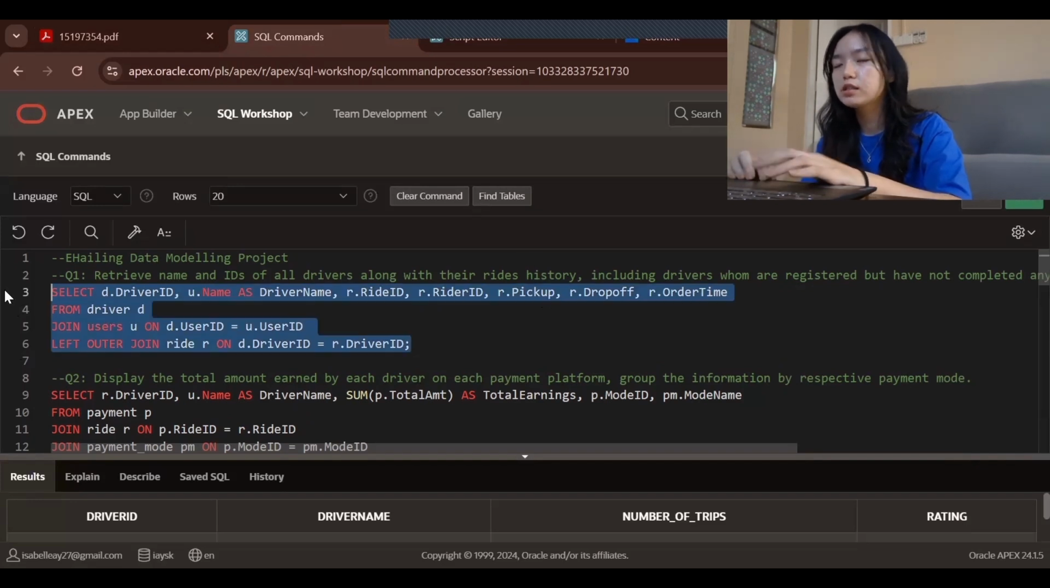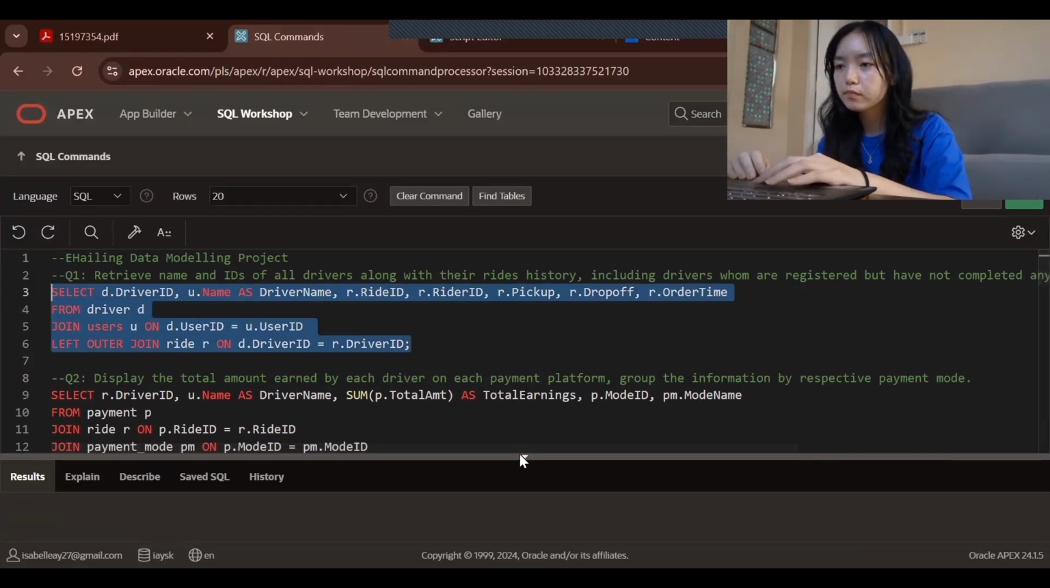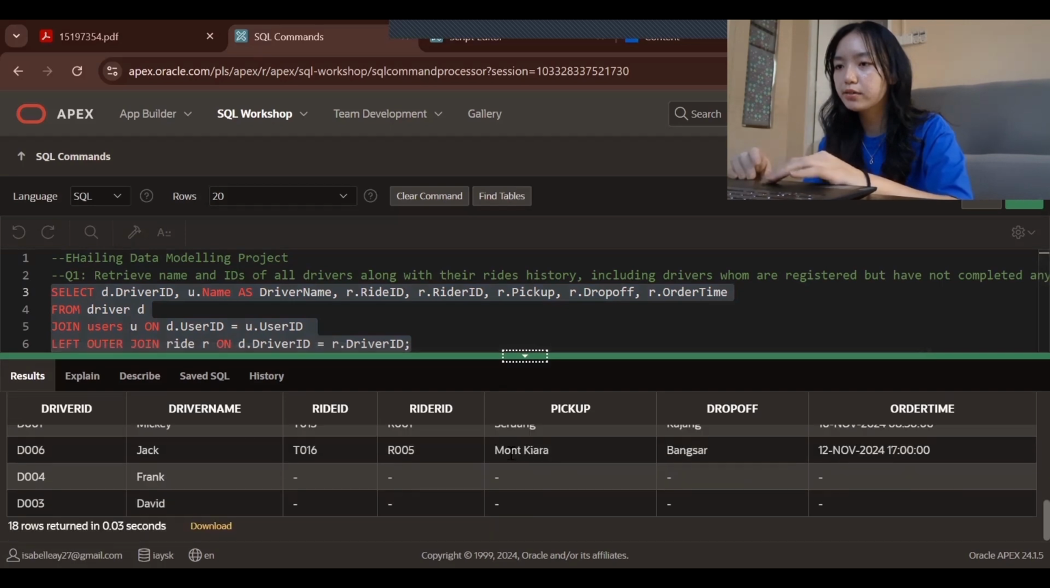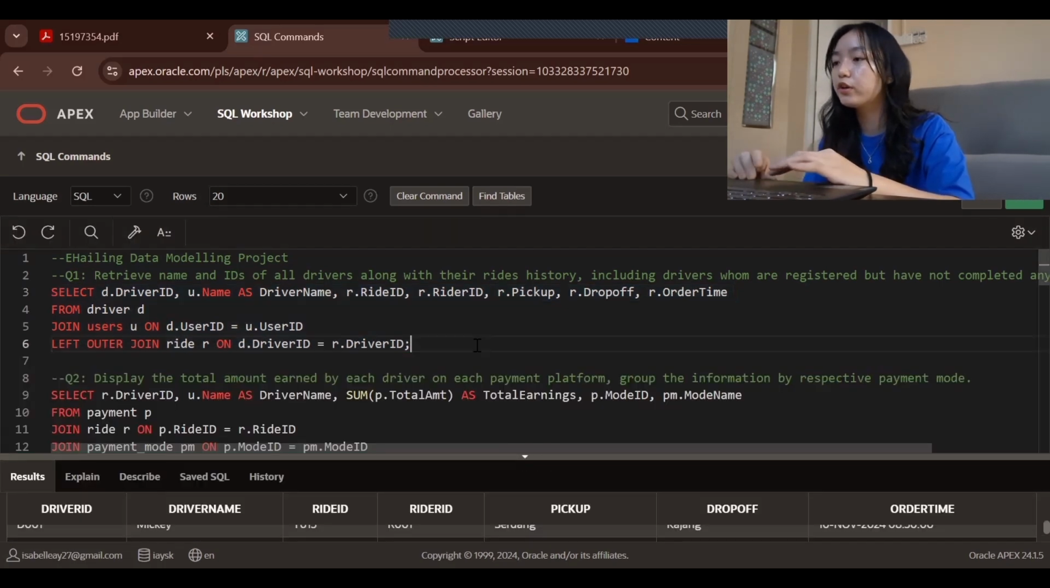So here, I'll just run it to check. And here it pulls up. Yes, okay, including the drivers who have not completed any rides yet. So that showcases the first question. Moving on to the second question.